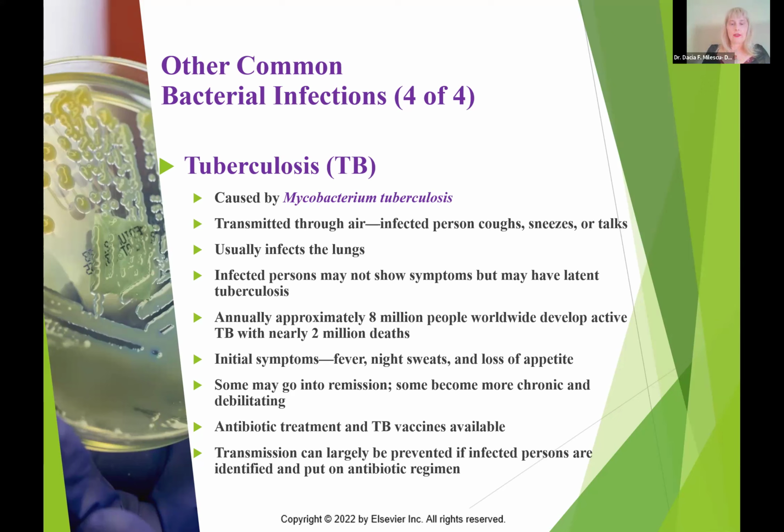The initial symptoms are fever, night sweats, and loss of appetite. Some may go into remission and some become more chronic and debilitating. Rifampin is a drug of choice. Rifampin is taken for a year. And we do have the TB vaccine available. Transmission can be largely prevented if infected persons are identified quickly, isolated, quarantined, and put on an antibiotic regimen.